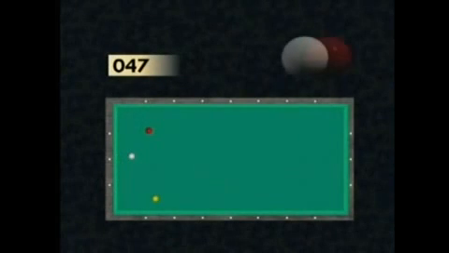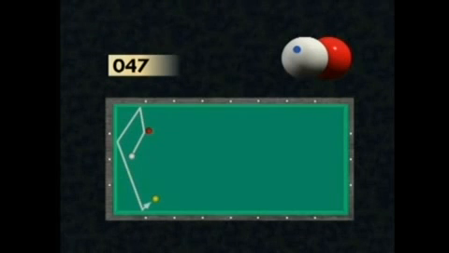Here's another example of a natural reflection. Target ball hit 1/2, high attack. This time we add some side English.